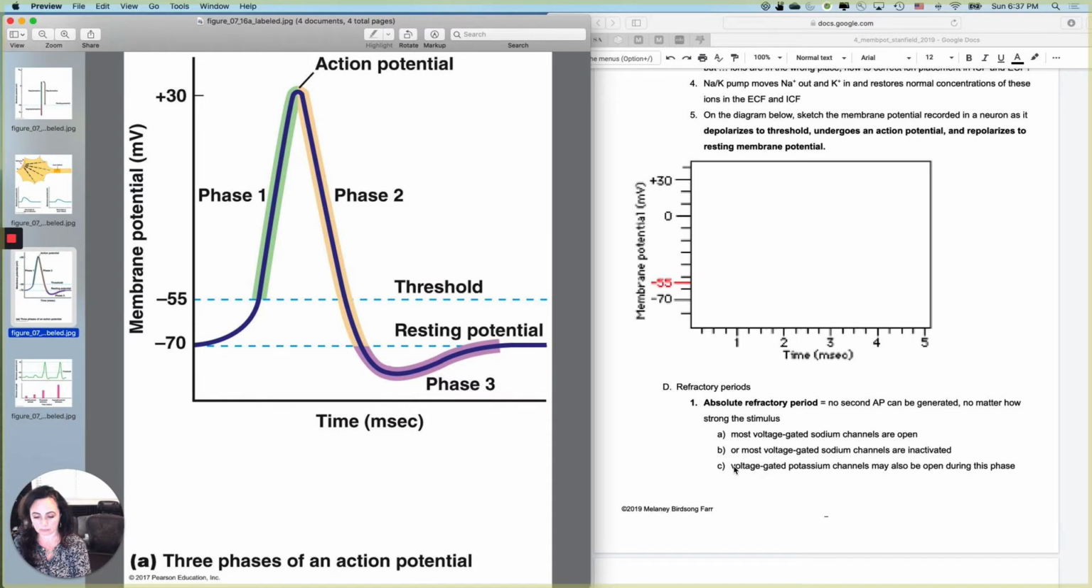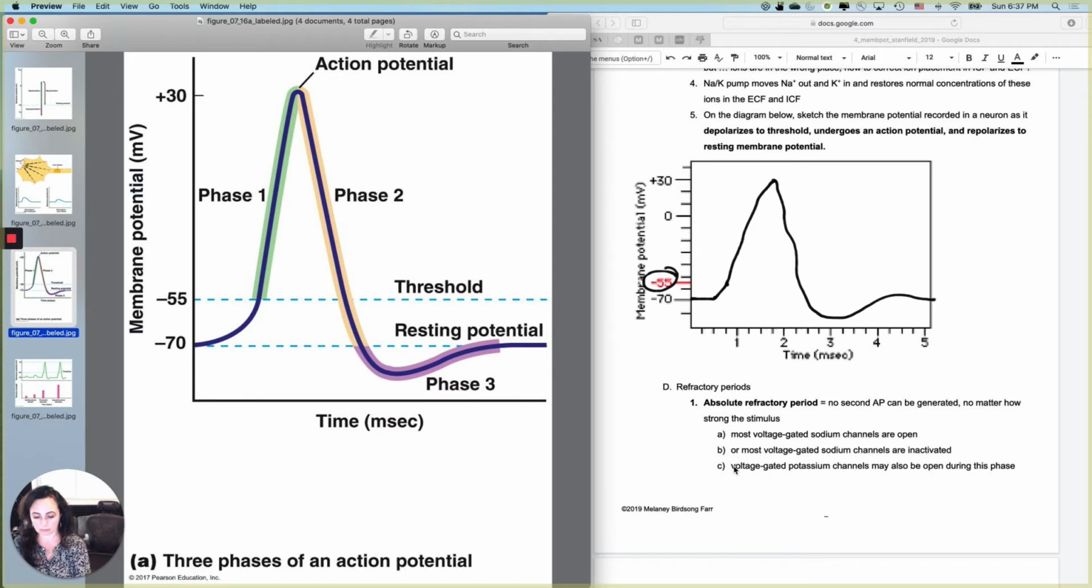Okay, I am going to listen to the instructions: sketch the membrane potential recorded in a neuron as it depolarizes to threshold. So it's definitely going to start at resting, right? And it's going to depolarize to threshold. What is threshold? Threshold is right here, so I have to go that direction, which is depolarizing. It undergoes an action potential. The action potential goes all the way up to positive 30, and then repolarizes back to resting membrane potential. It always slightly overshoots and then comes back up to resting membrane potential, which is supposed to be at minus 70.